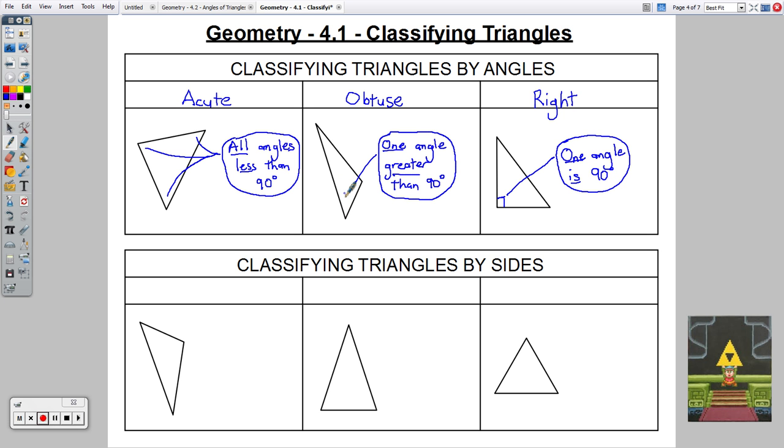You have to have at least something degrees. You have to have at least 0.001 degrees, something really small. So no way these other two could be anything but acute here and here. And then classifying triangles by their sides.